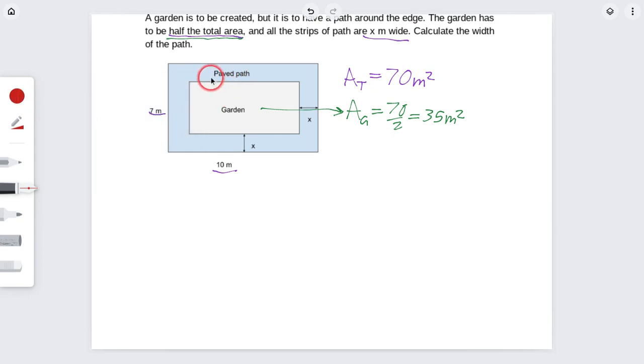So of the paved path right over here, we don't know the width of this one, and it is said to be surrounding the entire garden around the edge. This width is x meters itself. So we have to figure out how to calculate the width of the path.